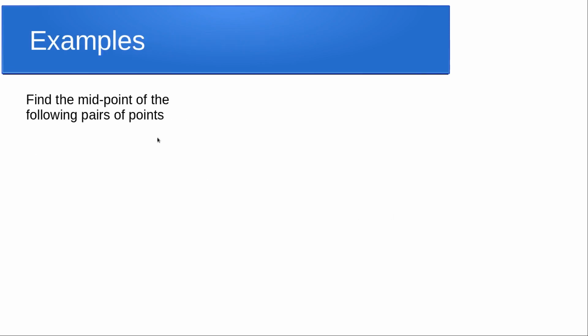Okay, let's look at 3 examples. They're all pretty much the same, but it gets us doing it. We know the average is halfway along, so halfway between 4 and 6 is 5, and between 8 and 0 is 4, to give us this point here.